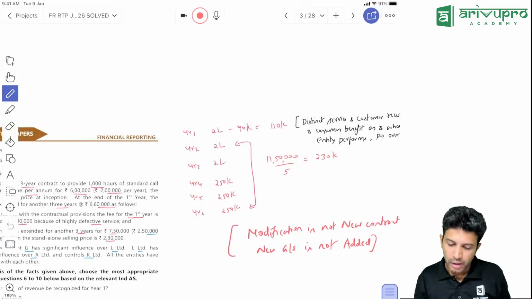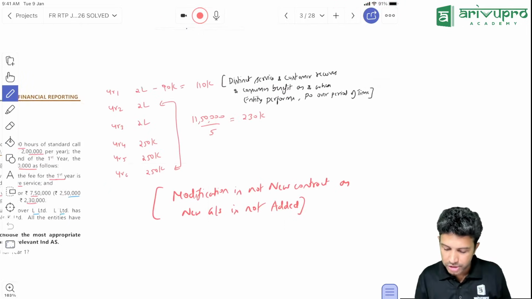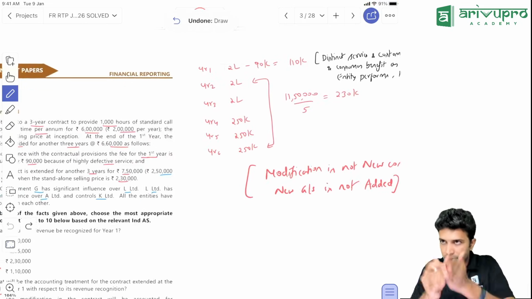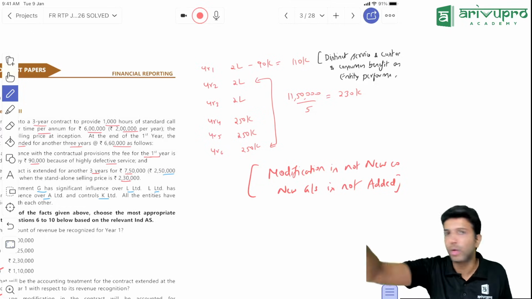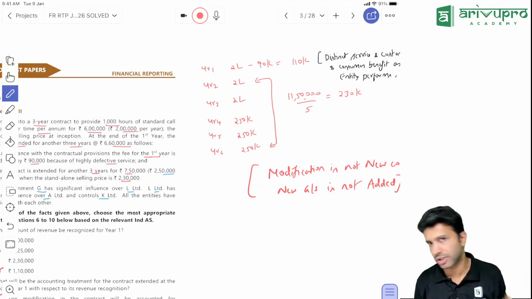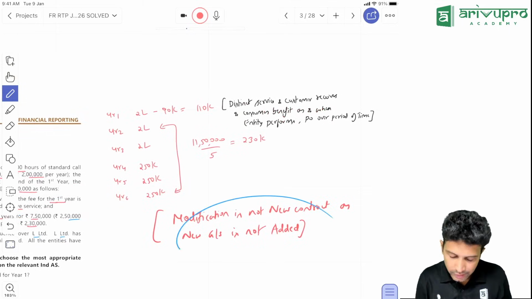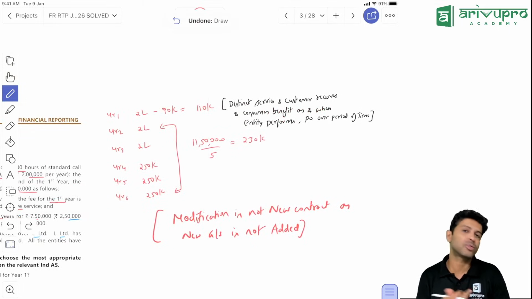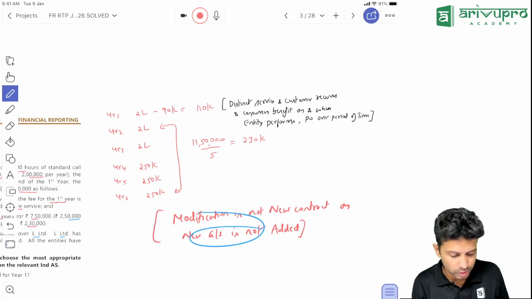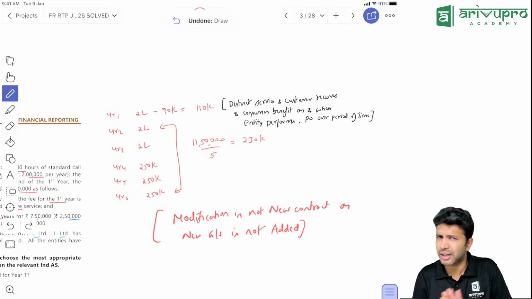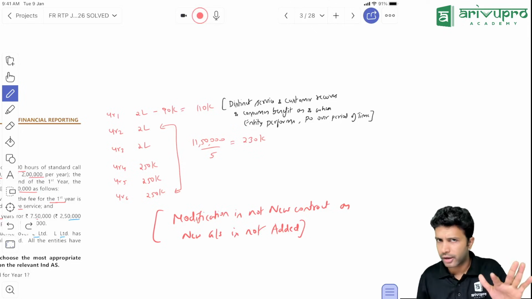So first of all, this contract modification, you cannot treat it as a new contract. Initially it was 3 years, now you extended by 3 more years, right? So you have done a modification. The term has been increased. You can't treat this modification as a new contract because we have learnt that for you to treat it as a new contract, a new good or service should have come in. Here no new goods or services come in. So you cannot treat it as a new contract, right?